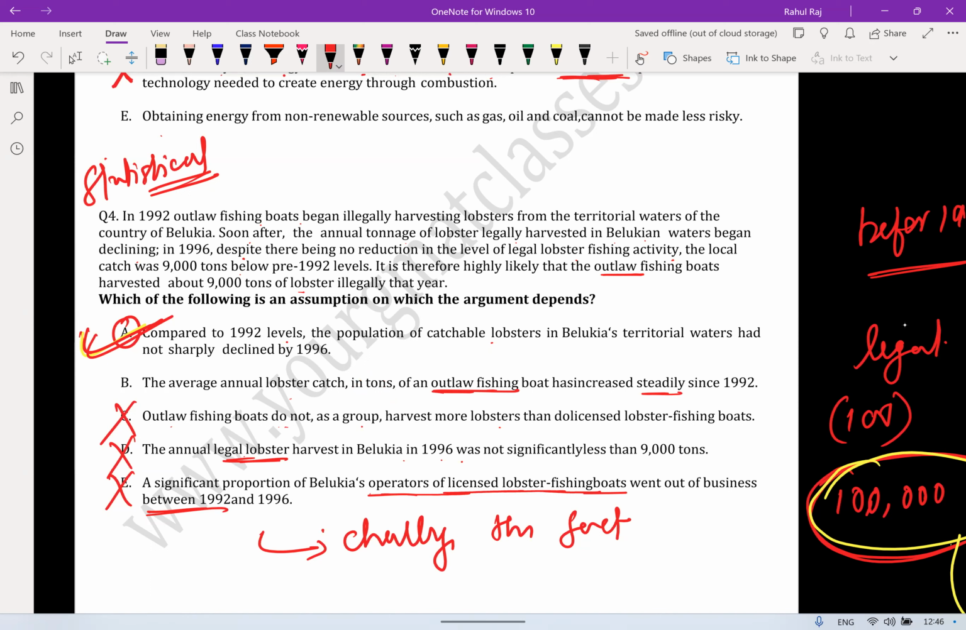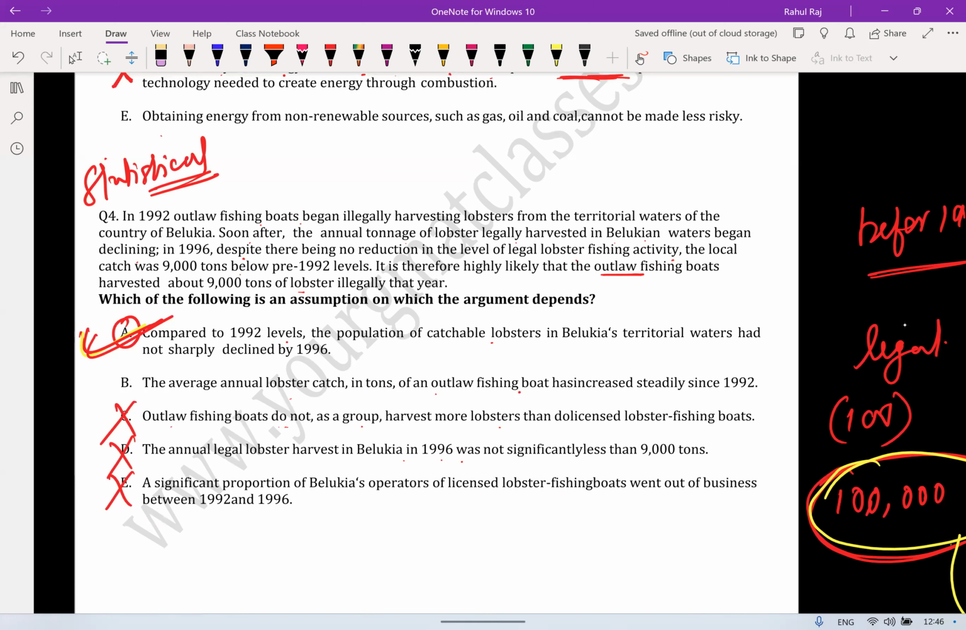So the average annual lobster catch of illegal boats has increased steadily since 1992. Now, what do you mean by it has increased steadily? Or let's say it has not increased steadily. I'm trying to negate this: the average annual lobster catch of illegal boats has not increased steadily since 1992. Tell me how it is weakening my conclusion. My conclusion says that it is highly likely that 9,000 tons were caught by illegal boats. In what way do you feel that it is trying to challenge the conclusion?